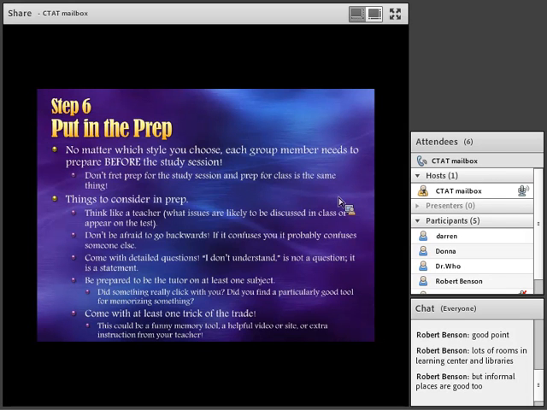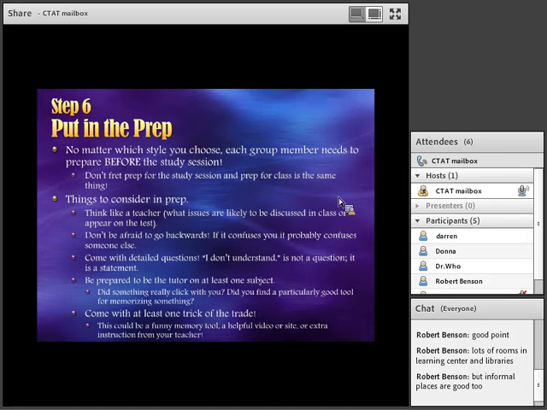So there's stuff to consider in prep. Think like a teacher. Don't be afraid to go backwards. Be prepared to be the tutor on at least one subject. What we've learned by working in the Learning Center is that our students learn better when they're teaching. So even if you're not great with everything, just be an expert on one thing and really understand that one thing. So when we get there, that's when you know what to talk about.